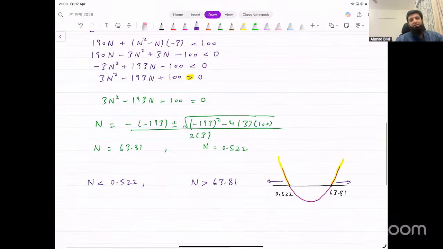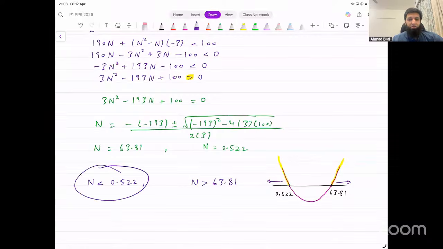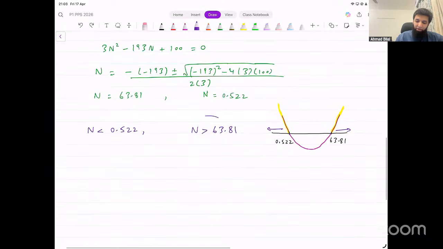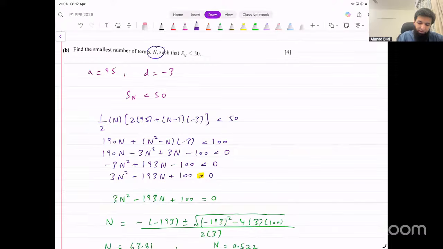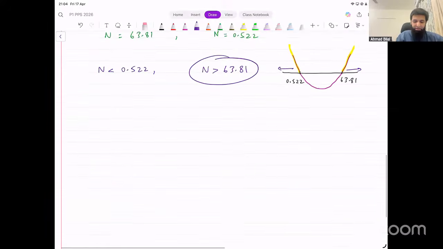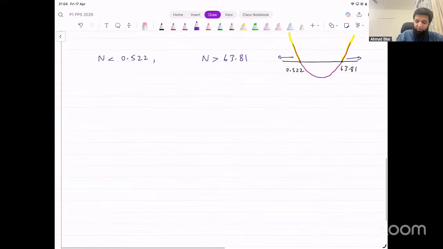Now, n represents the number of terms. So this is not possible, right? It can't be less than 0.5. So we look at this. What's the smallest possible value of n, greater than 63.81? What's the first value that you get? That's an integer. The smallest value of n is going to be 64.